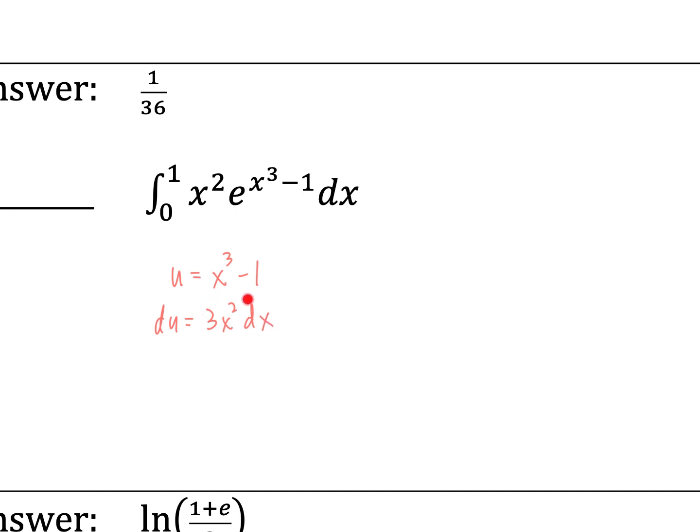Okay, here we have a 3x squared dx, but in the problem we only have an x squared dx, so we got to get rid of that 3. Okay, so now we'll substitute. Pull out the 1/3. So this whole thing is a third du, and this just becomes a u here, so this is u, e to the u du.